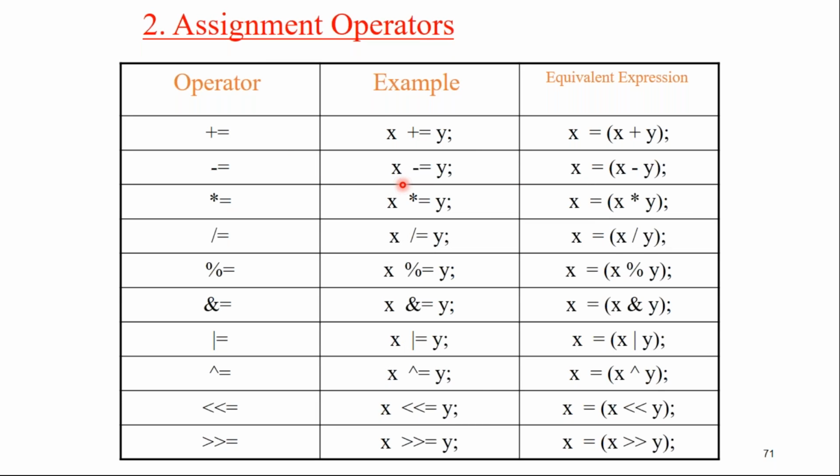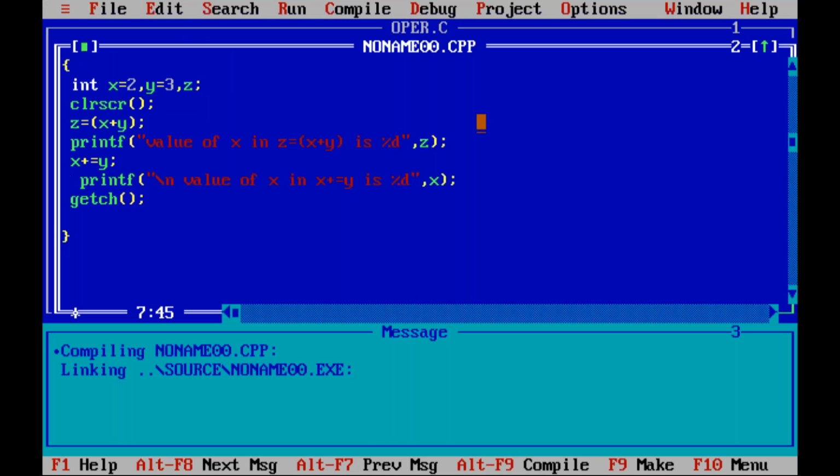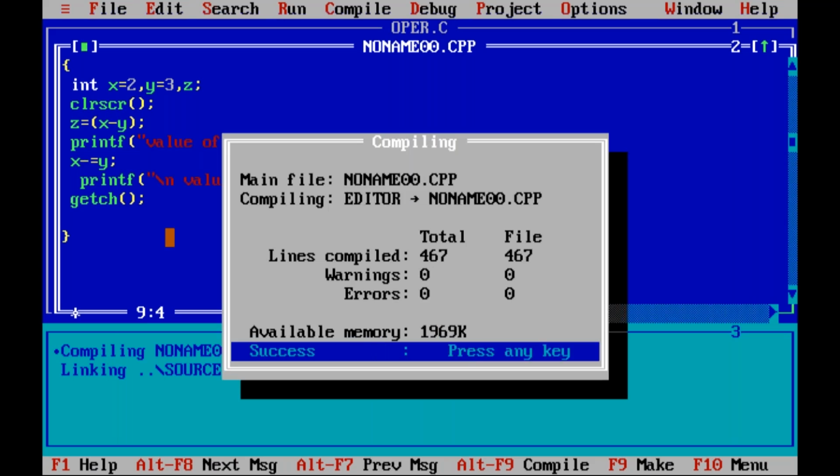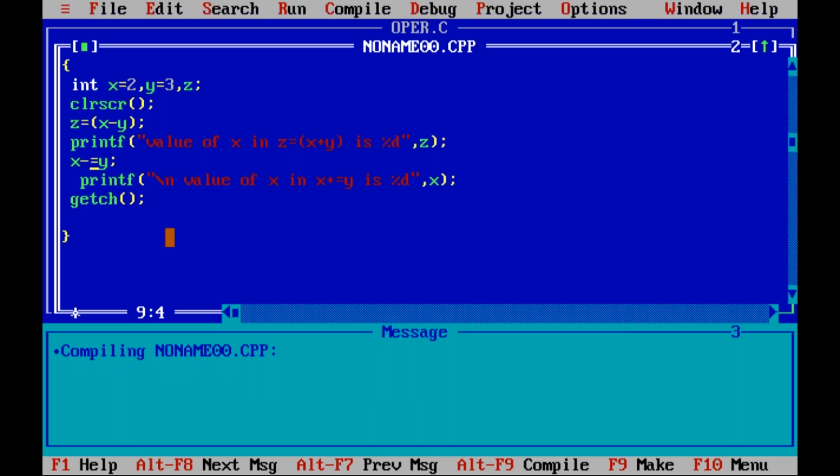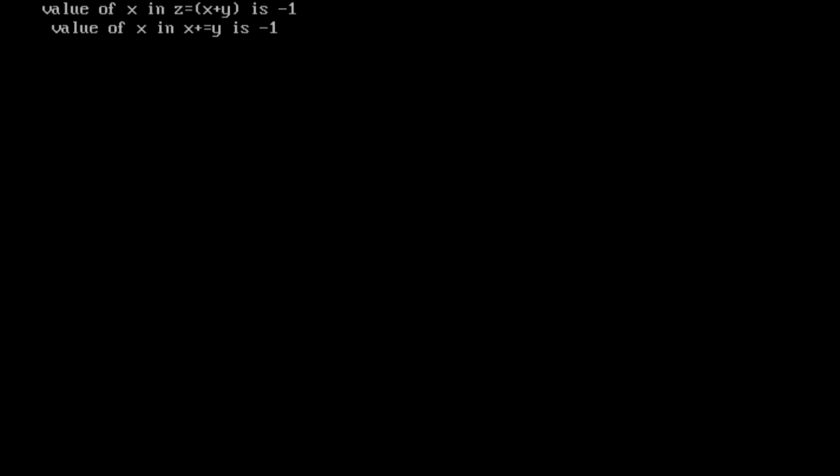Similarly with x minus, we can do the same. We will change the operator here so that it will be more clear. Now we have changed it from plus to minus. What could be the result? 2 minus 3 is minus 1. The z value will be minus 1 and this one should also be minus 1, right?